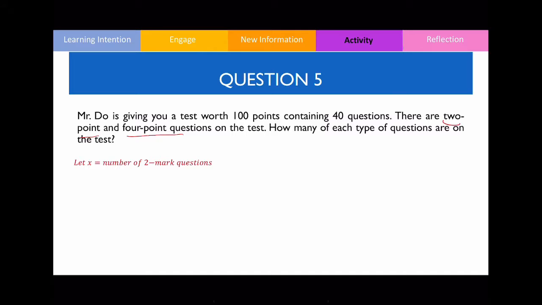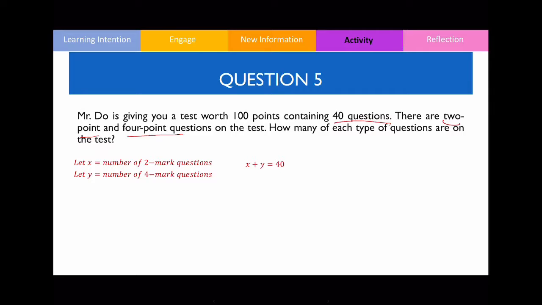So let's say x is the number of 2-mark questions on the test, and let y be the number of 4-mark questions that's going to be on the test, okay? In this case, it tells you that there are going to be 40 questions in total. So you could easily write an equation that x plus y is therefore going to be equal to 40, okay? So remember, x and y are the questions, not the number of points.